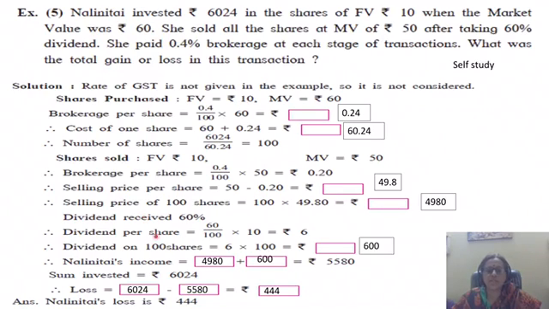Dividend received 60%. So dividend per share, 60% of 10, that is rupees 6. Dividend of 100 shares, it is rupees 600. Nalini Tai's income, how much? This is 4980 plus 600. So this is rupees 5580. Sum invested is 6024. So loss is 6024 minus 5580, Nalini Tai's income. This is Nalini Tai's investment. So loss of rupees 444.